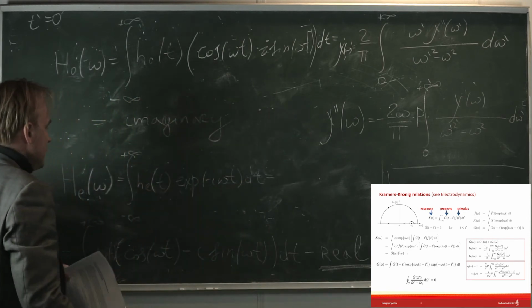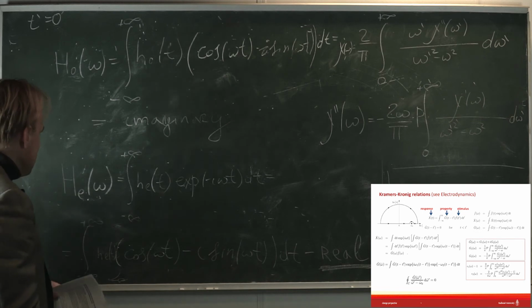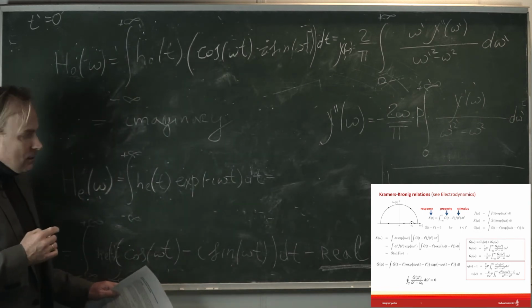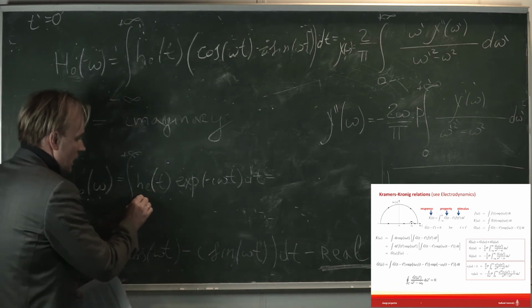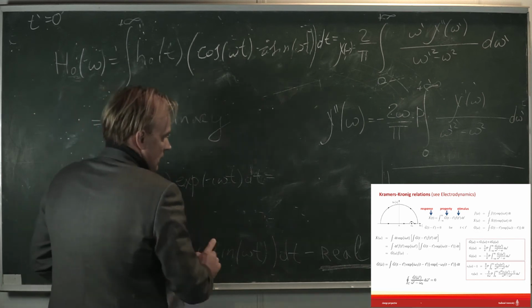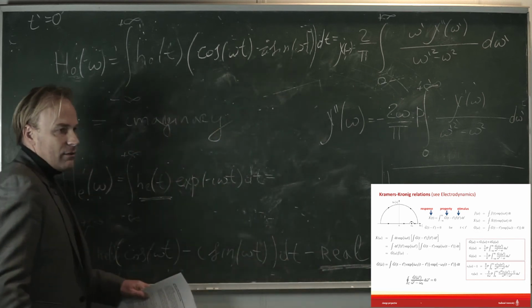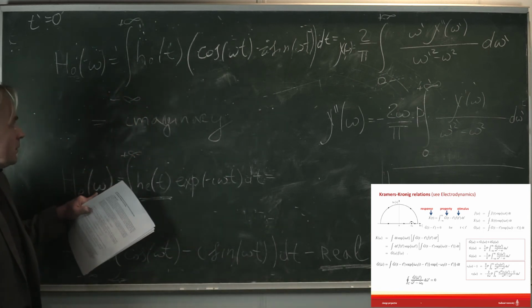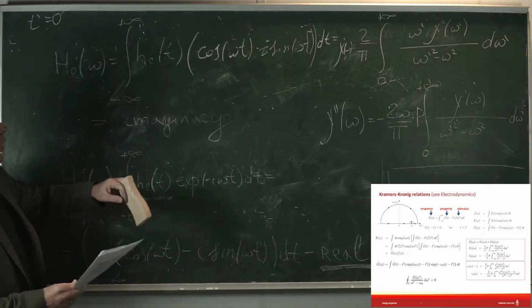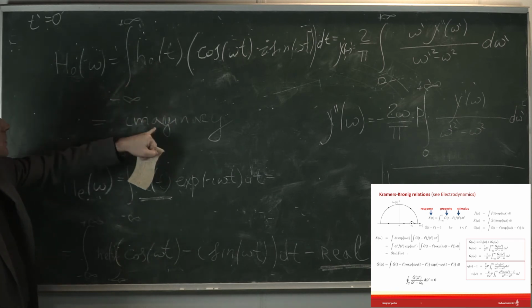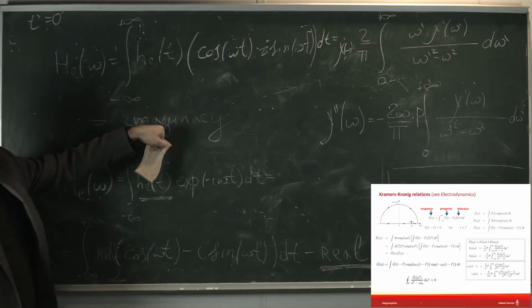And now we reached a very important conclusion. If you talk about even parts of the response function, even in time, it will give you a real number in the frequency domain. If you talk about an odd response function in the time domain, it will correspond to an imaginary number in the frequency domain.